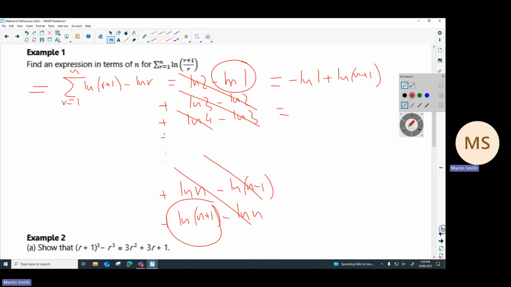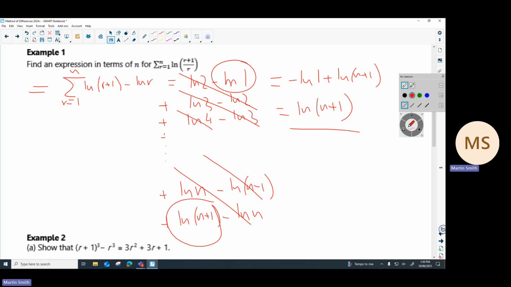And there you go. So that's the method of differences. We wrote the thing we're trying to sum as the difference between simpler terms. We wrote out the series. Loads of things will cancel out, and you just write down what you are left with. Now, in this particular case, we can simplify this slightly further because ln of 1 is 0. So therefore, this gives a formula of ln of (n plus 1) as my expression in terms of n for that. Is that okay? That's my first example of use of the method of differences.